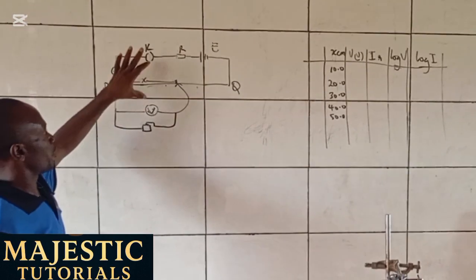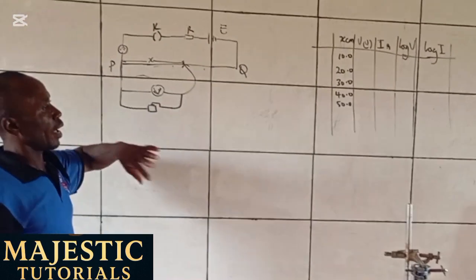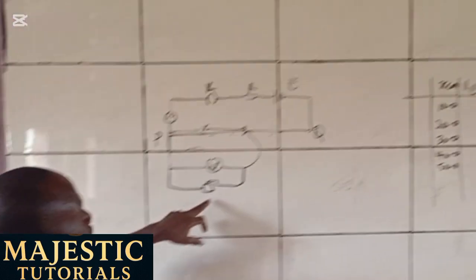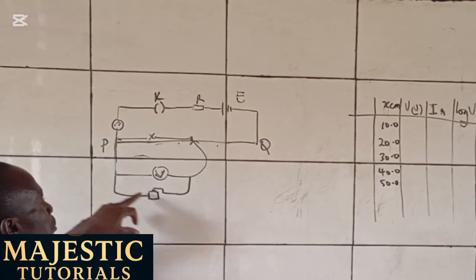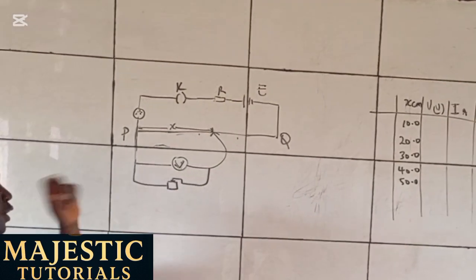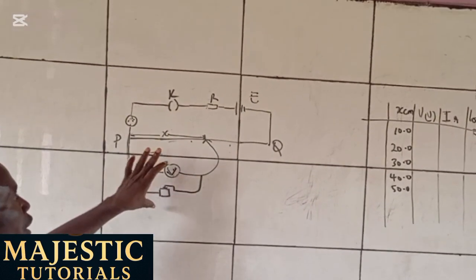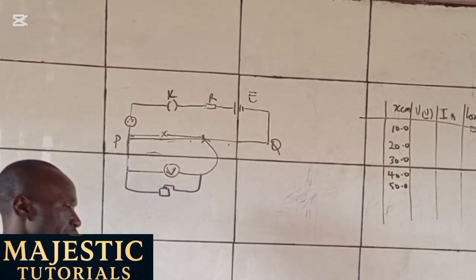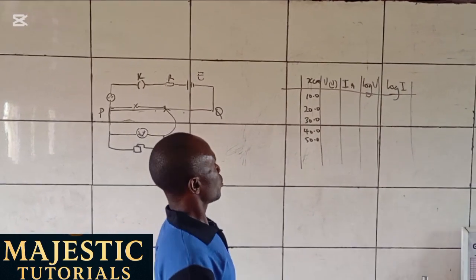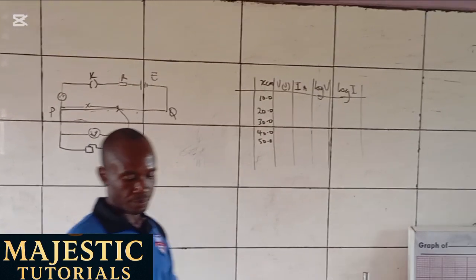Now the difference between this connection and what we had in 2017 is that in 2017 we had a bulb connected across. Instead of the rheostat, they connected a bulb, but here we are using a rheostat in place of that bulb. That is just the difference. So every other thing applied.